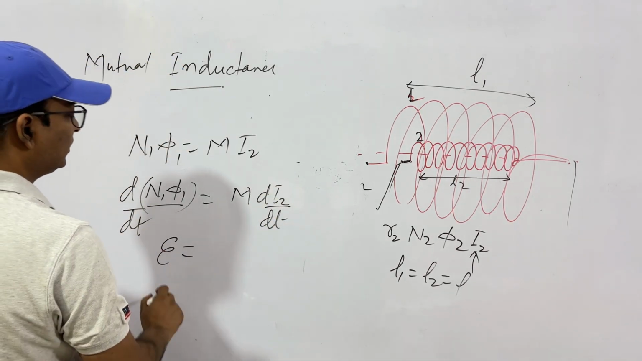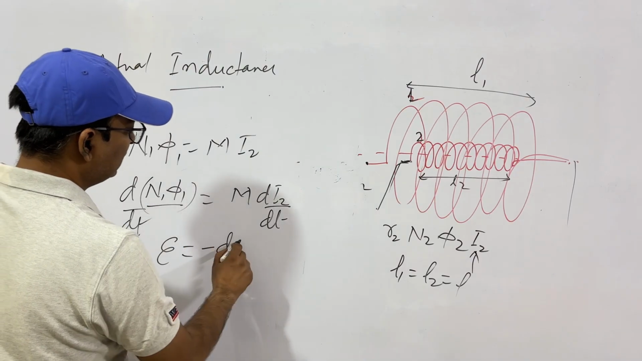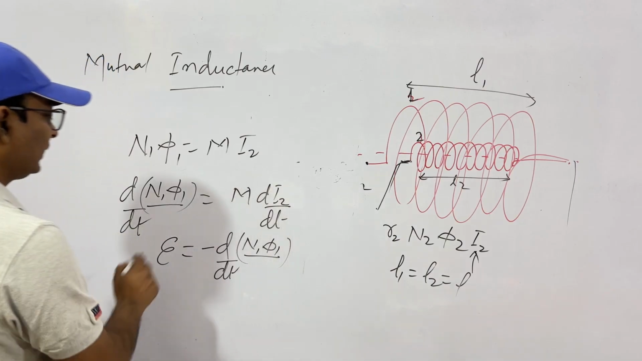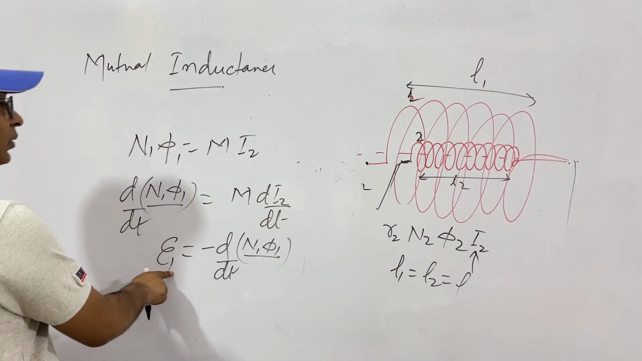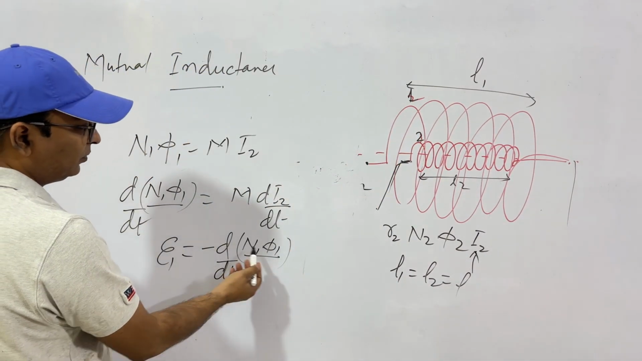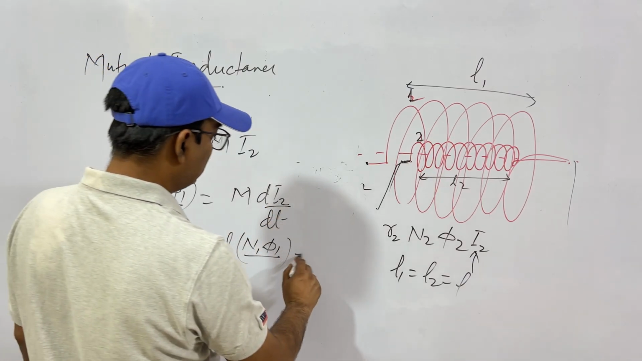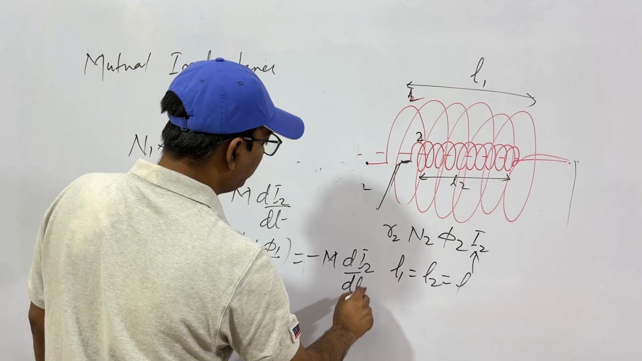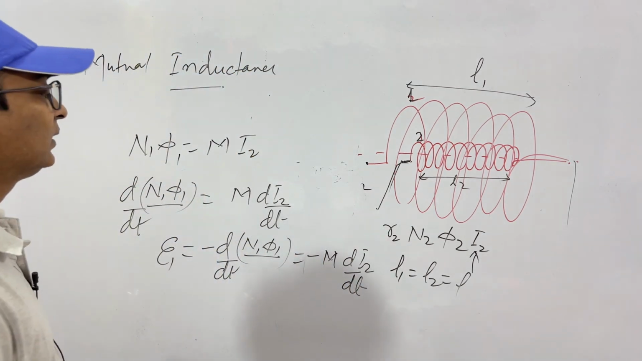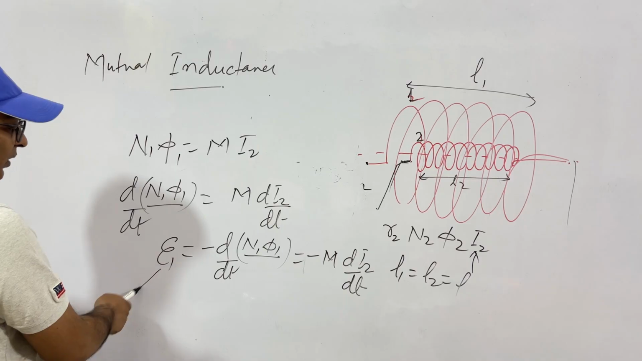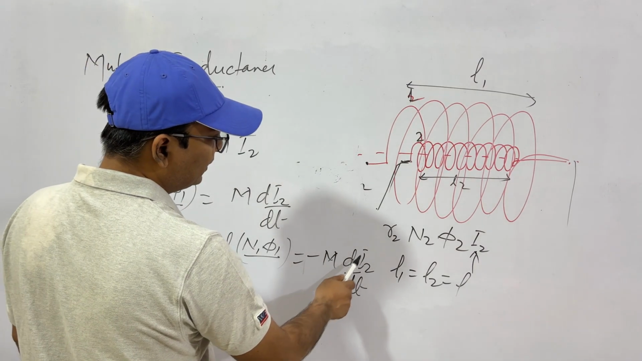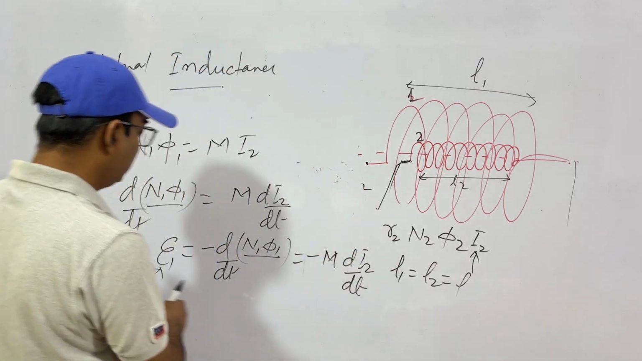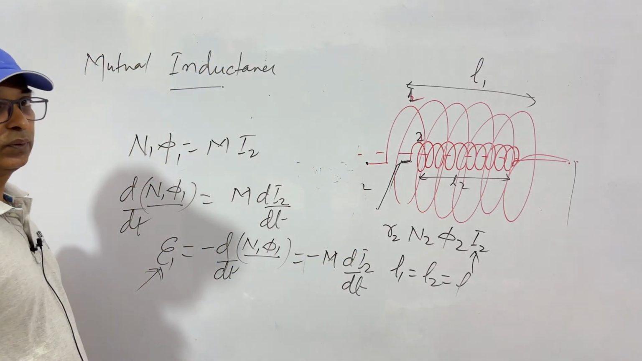So we say electromotive force is minus d N1 phi 1 by dt. This will be the electromotive force induced in coil 1. So in place of this, you can write minus M di2 by dt. So if you know the value of the mutual inductance between the two coils, the electromotive force in one will be minus M di2 by dt. That is, if you know the rate of change of current in the second coil, you can find the electromotive force in the first coil.